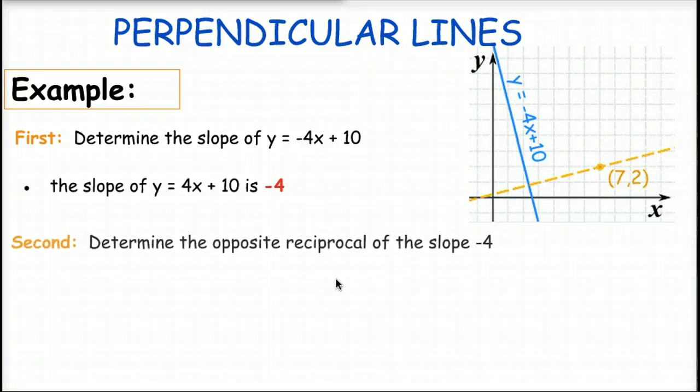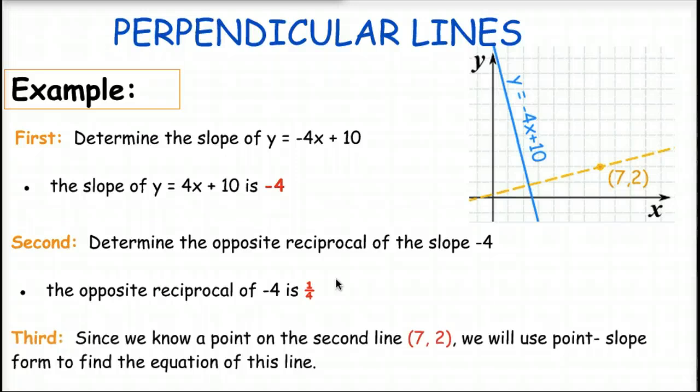I've dashed in a line that goes through (7, 2) that looks to be perpendicular to this other line. So our first step is let's determine the slope of the line that we are given. Well, the slope of y equals negative 4x plus 10 is negative 4. Second, let's determine the opposite reciprocal of the slope negative 4, because the perpendicular line will have an opposite reciprocal slope.